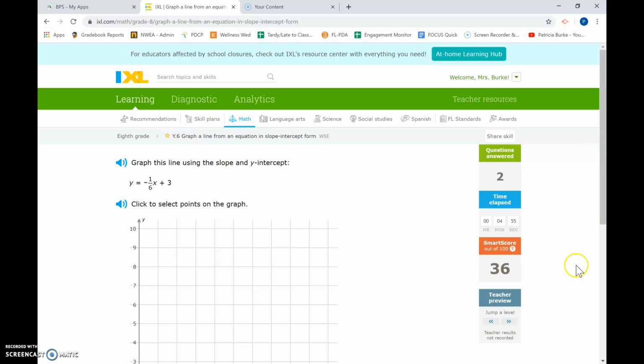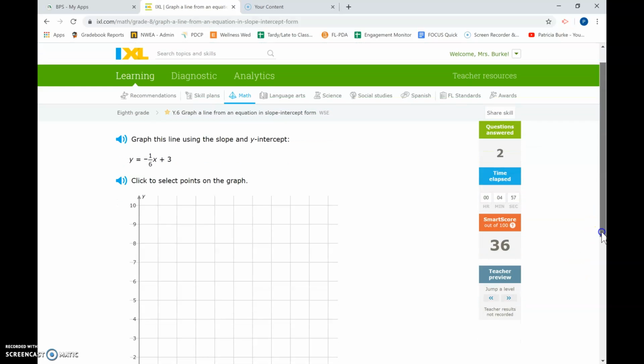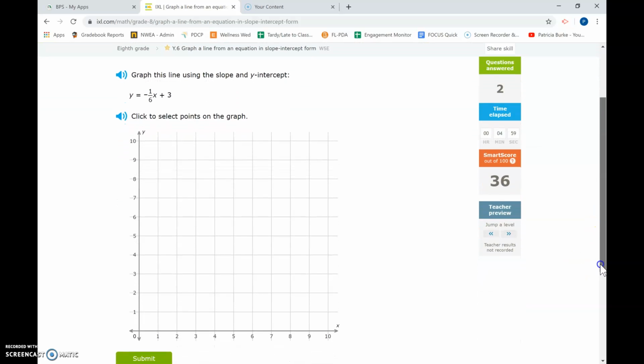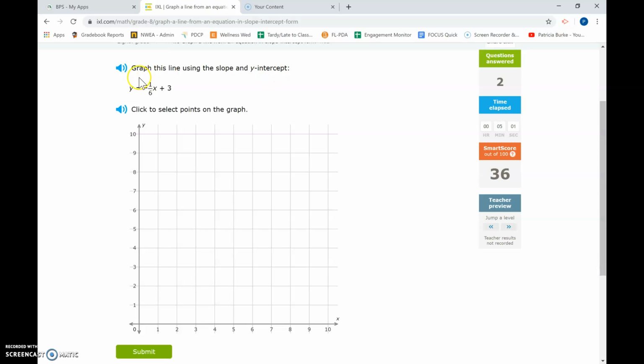Oh, here's a negative. Let's see what we do when we have a negative. See, there's a negative right there in front of slope. Well, the process is the same. So our y-intercept is 3. So y-intercept is 3, right there.